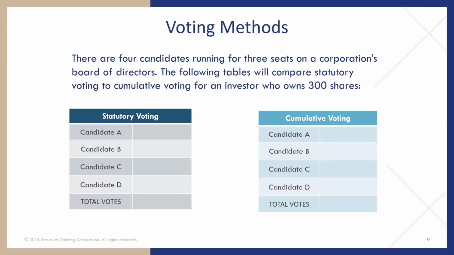Let's look at an example. Assume the following. There are 4 candidates running for 3 seats on the board, and you own 300 shares. Let's look at statutory voting and cumulative voting. Either way, the total number of votes will not change, and that'll be 900. And 900 is found by taking the 3 directors and multiplying it by the 300 shares. You vote 300, 300, 300, and candidate D you decide not to vote for at all because you're only allowed 300 shares per candidate. So therefore, your total votes are going to be 900.